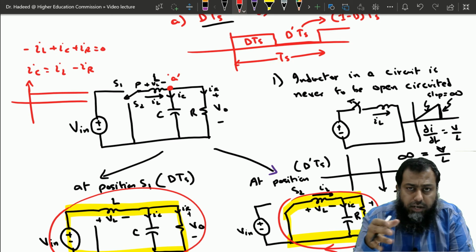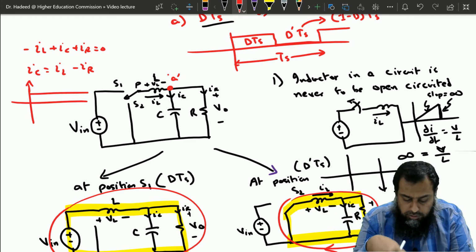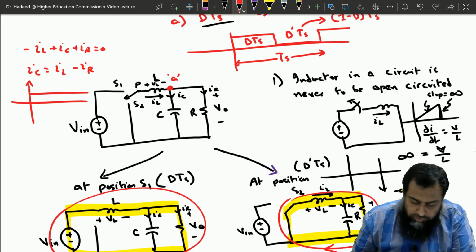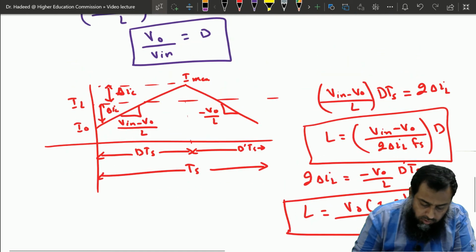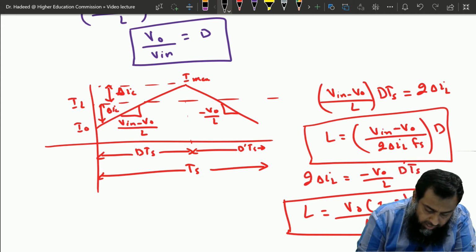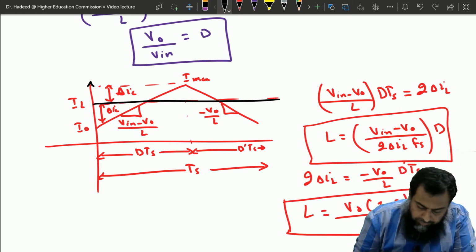Unless we do that, we are not able to express the value of the capacitor as a function of these particular derivations that we have made. So how can we do that? For that, we need to look at this particular current waveform, which is the inductor current waveform.